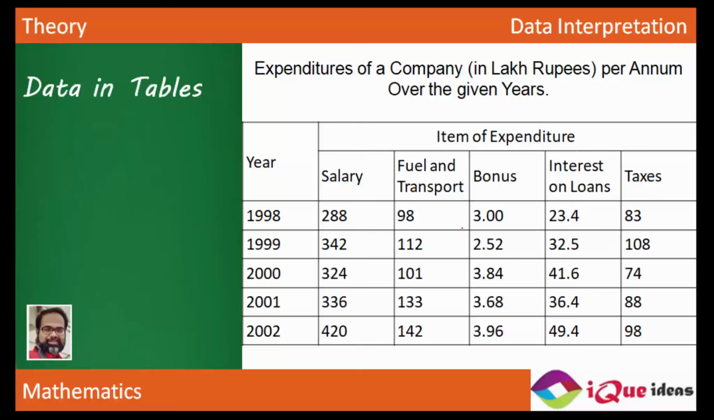Now, this particular table tells me the expenditures of a company in lakh rupees per annum over the given years. So I have data for five particular years, that is 98, 99, 2000, 2001, and 2002. And there are five heads of expenditures which include salary, fuel and transport, bonus, interest on loans, and taxes. So for each of the 5 years, I have the amount which was spent on that particular head. We need to be careful in understanding that it is mentioned clearly that the data is in lakh rupees.